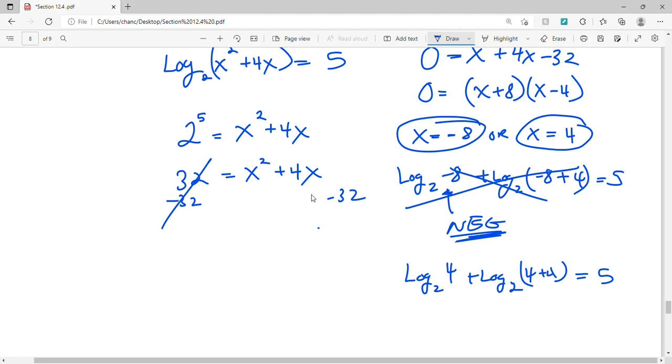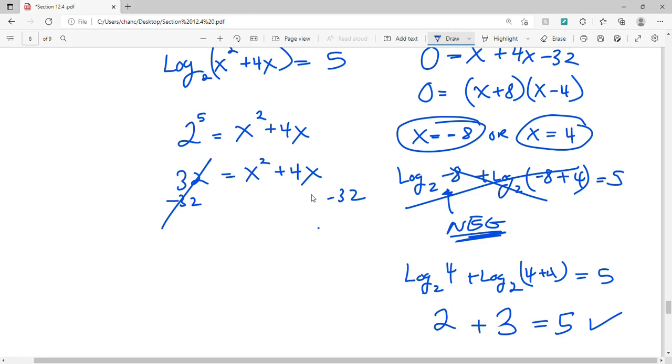2 to what power gives you 4? That's 2. The answer to the log is the exponent. This is log base 2 of what gives us 8? 4 plus 4 is 8. 2 to what power gives you 8? Well, that's 3. So this is in fact true.